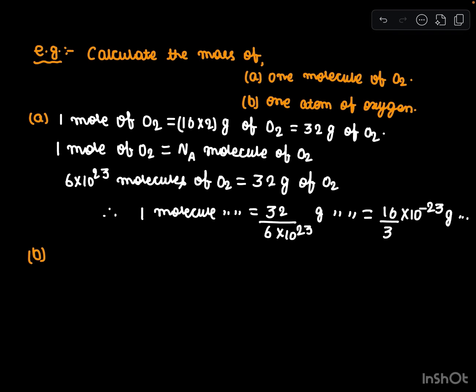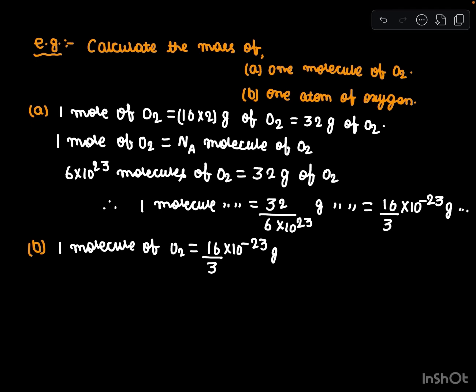Since we know that one molecule of oxygen is equal to this much gram of oxygen, one molecule of oxygen is equal to 16 by 3 into 10 to the power minus 23 gram oxygen. Now, one molecule of oxygen contains 2 atoms of oxygen.